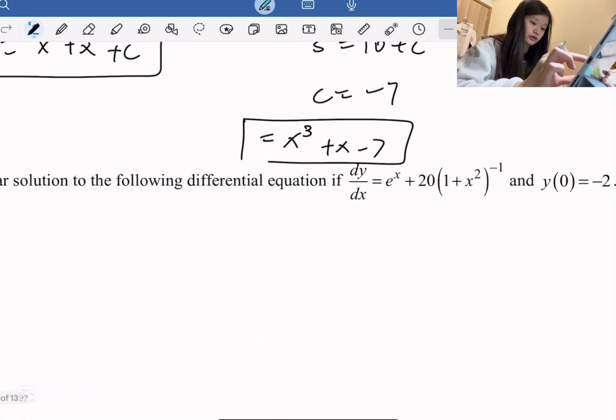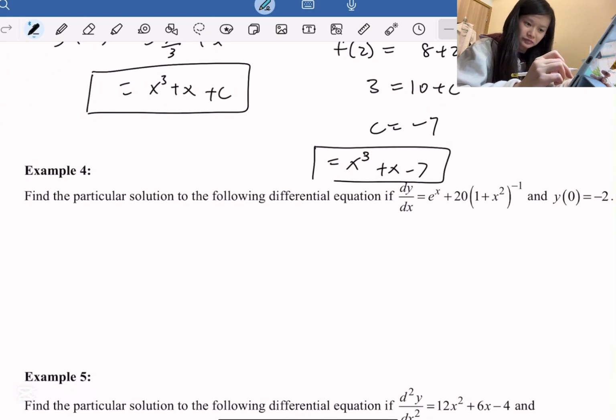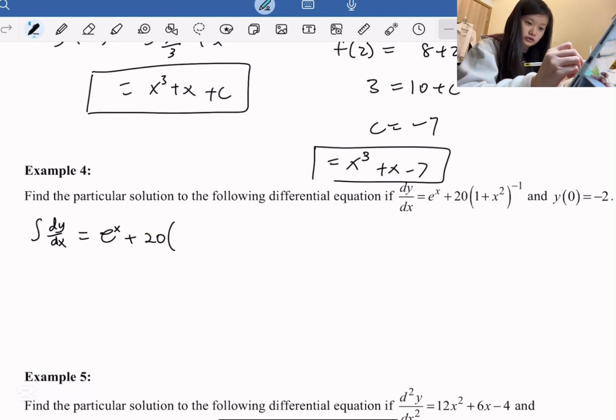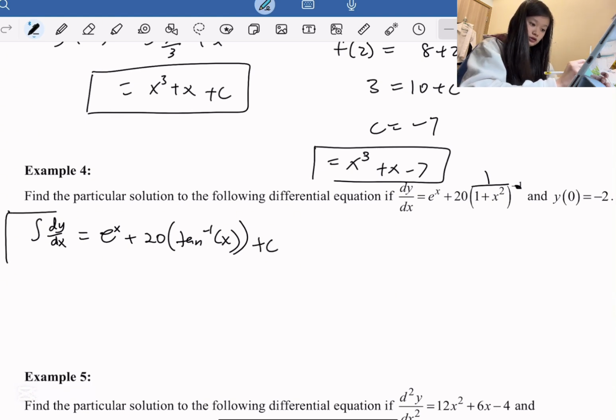Okay, example 4, I think we get the gist of it. It's a bit more complicated, but I think it should be fine. The antiderivative of dy over dx is e to the x, so it's the same, plus 20, and then this we know is tan inverse of x. Okay, so plus c, so that's our first one.